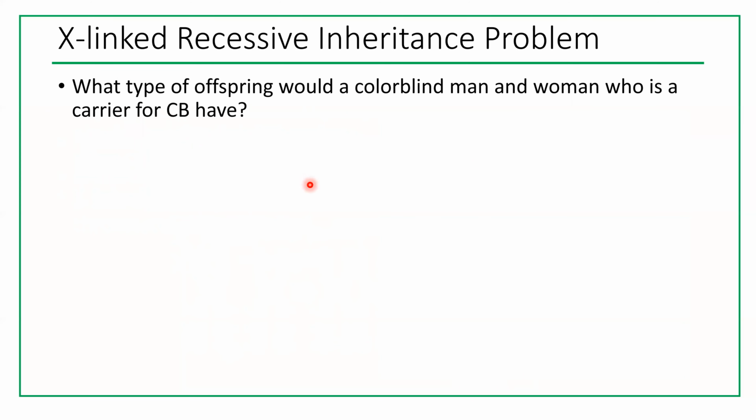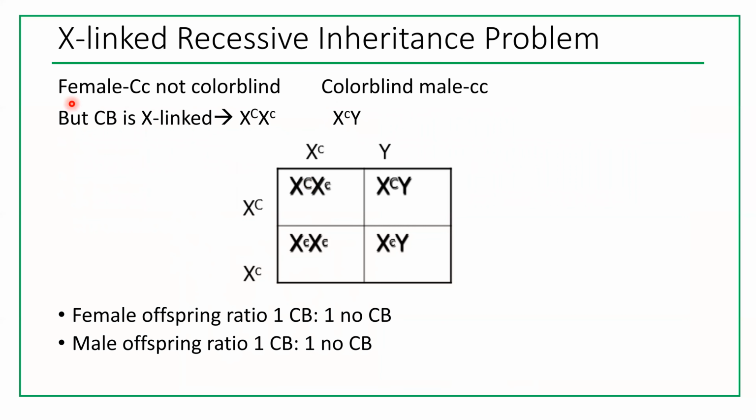You can pause the video and try to do it yourself, and I have the answer for you. Okay, so again, we're talking about color blindness. We use the letter C to represent it, and because it's recessive, we use little c for color blindness and big C for normal. So the female is a carrier, so it's big C, little c. She is not colorblind. And the male is colorblind.